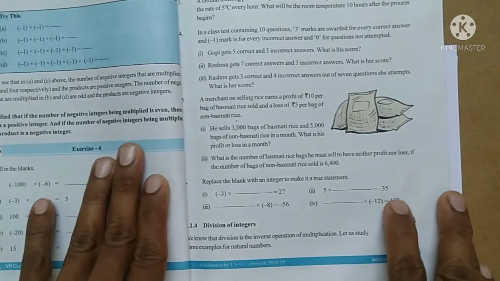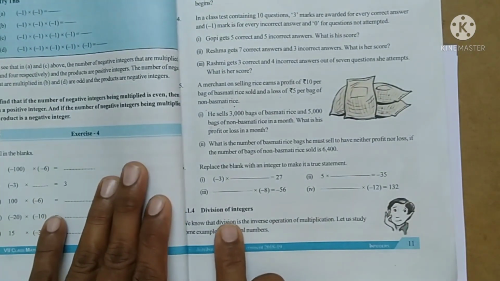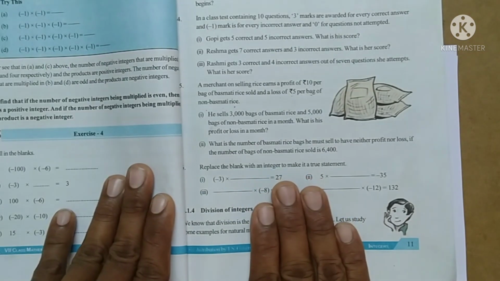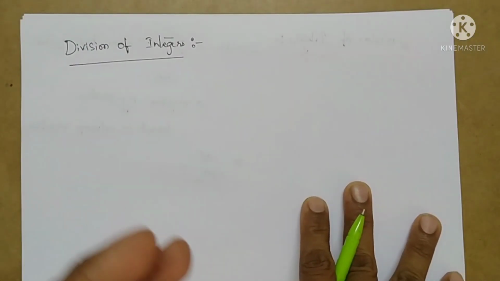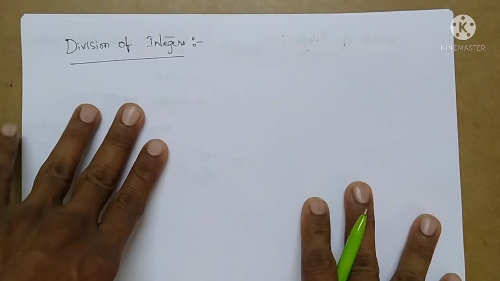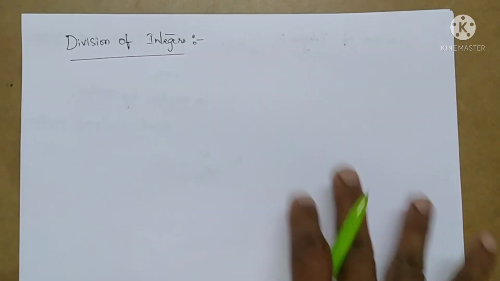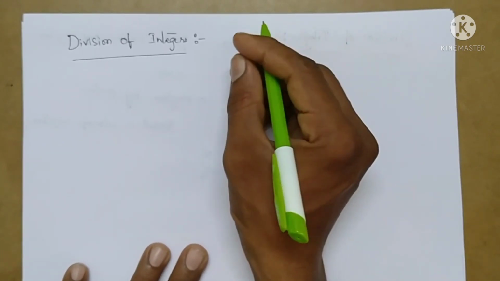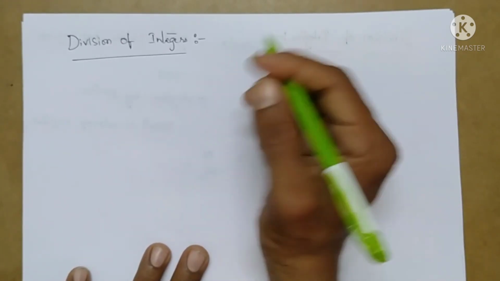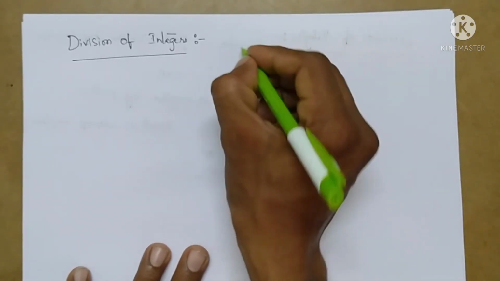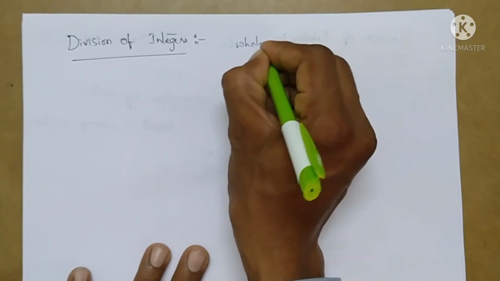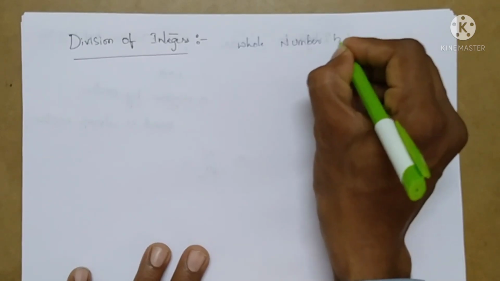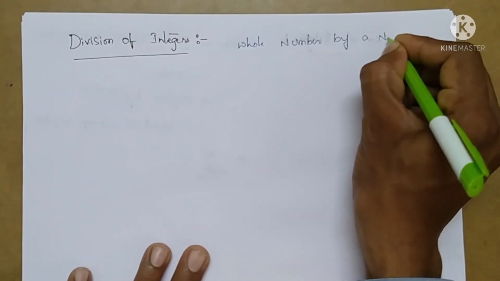Okay, first we'll talk about division of integers. So here our first topic is division of integers. Let us see, what happens when we divide a whole number by a negative integer?